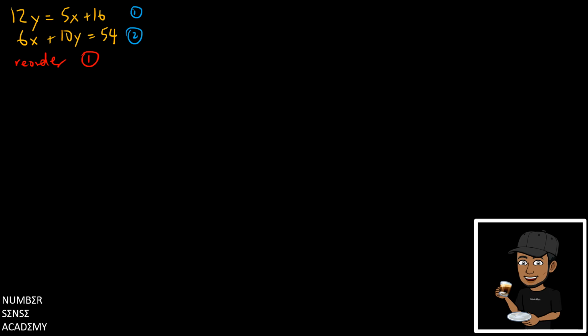So what does this mean? That I'm going to end up with equation 1 becomes, and I'm putting it in order just like how it looks in equation 2. So I have 5x, right, minus 12y equals negative 16. And if you want to see how we get that, I'll just do it over here quickly. So I have 12y equals 5x plus 16. So I'm going to leave the 5x where it is.